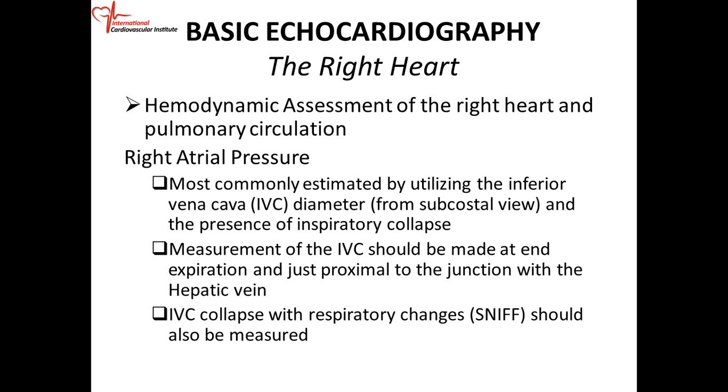You're going to do your measurement in expiration. We say held expiration. And you're going to do your measurement in inspiration. The normal collapsibility should be more than 50%. Okay? So the measurement of the IVC should be made at the end of expiration. And remember, just proximal to the junction of the hepatic vein. So you're going to measure it in both. But to get the diameter, that's end expiration, and it should be less than 2.1 centimeters. Okay? That's at the end of the expiration.